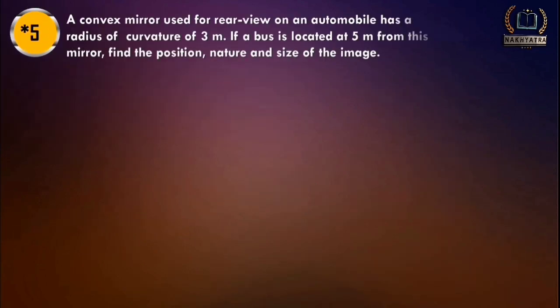Now let us see question number 5. A convex mirror used for rear view on an automobile has a radius of curvature of 3 meter. If a bus is located at 5 meter from this mirror, find the position, nature and size of the image.